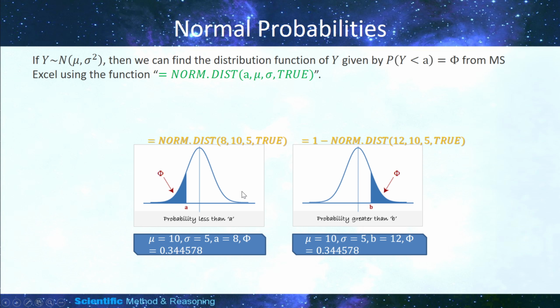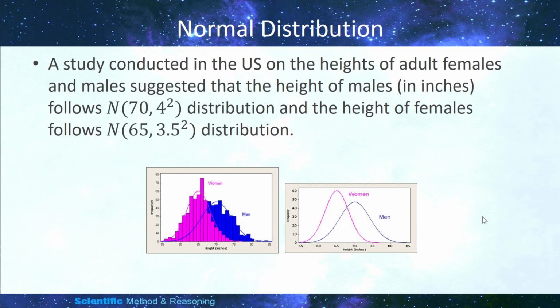Okay, so they should have the same area, and that can be confirmed by using Microsoft Excel. But notice that you're not supposed to find any normal probabilities using Excel in this course, but I just mentioned it here. I mean, in this course, that means in the examination, of course.